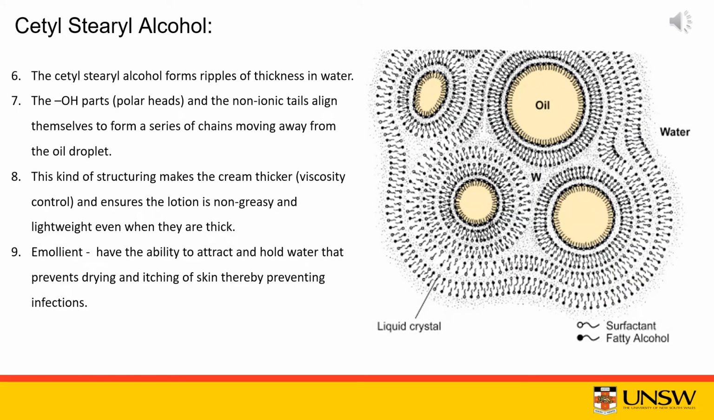Cetyl-stearyl alcohol, along with the other surfactant, which is stearic acid, forms ripples or layers with receding thickness in water. The hydrophobic and hydrophilic parts of stearic acid and cetyl-stearyl alcohol form a series of chains moving away from the oil droplet. This happens when there is an excess of both these ingredients. This kind of structure makes the cream thicker and also ensures that the lotion remains non-greasy and lightweight even when the thickness is increased. Cetyl-stearyl alcohol as an emollient has the ability to attract and most importantly hold water, which prevents itching and infections of the skin.